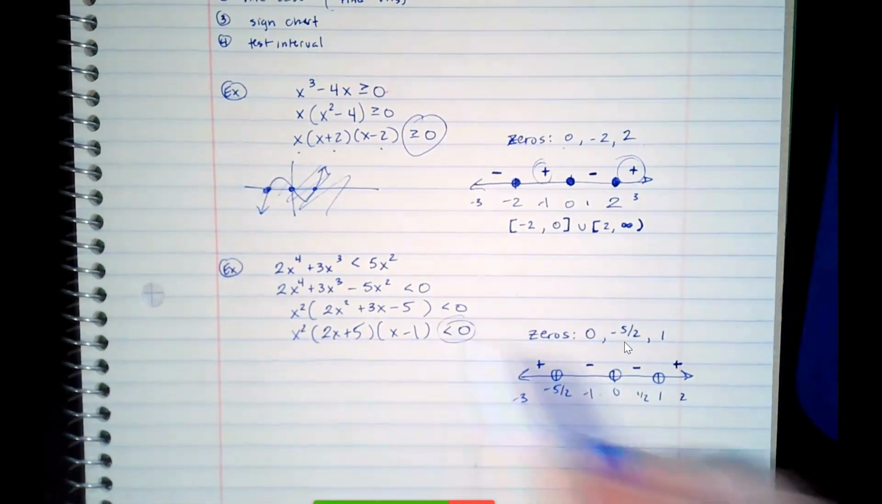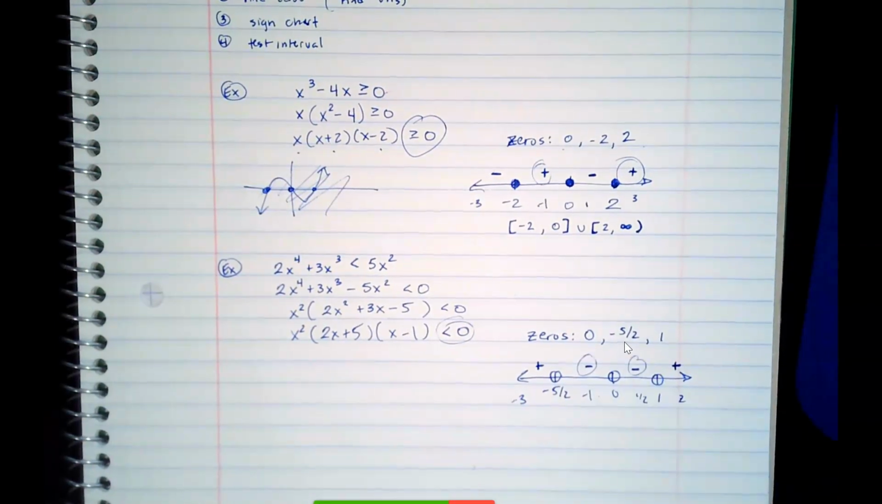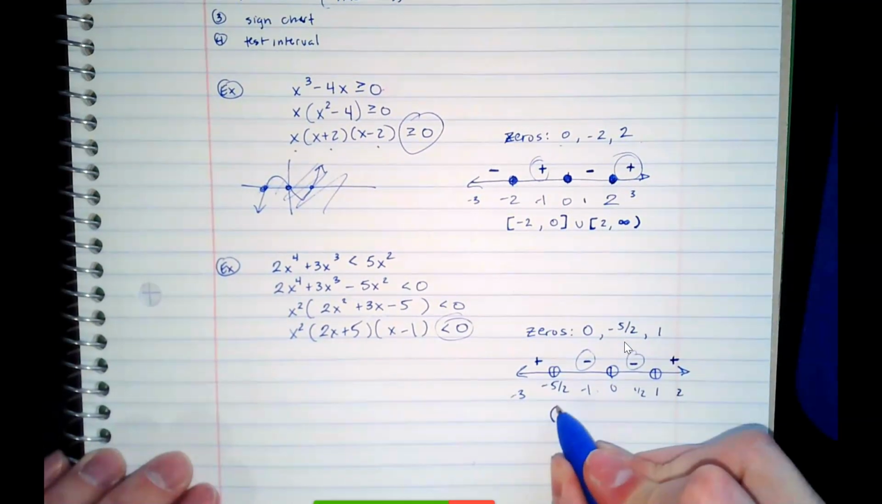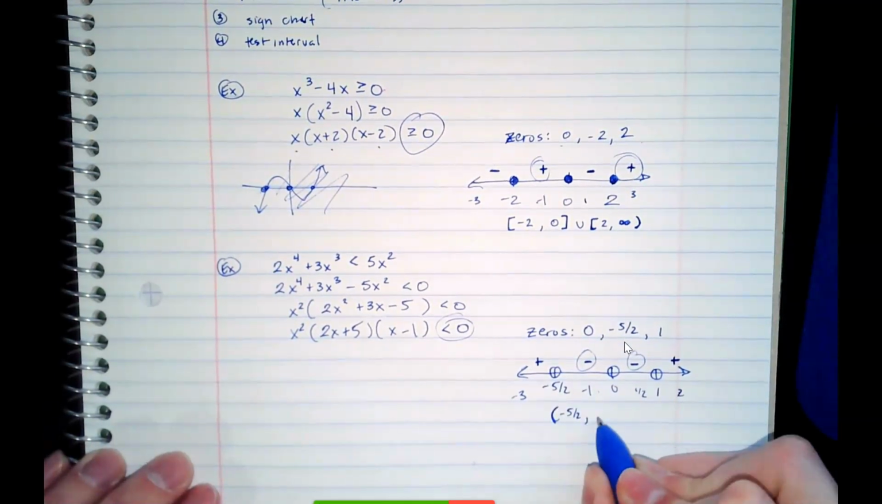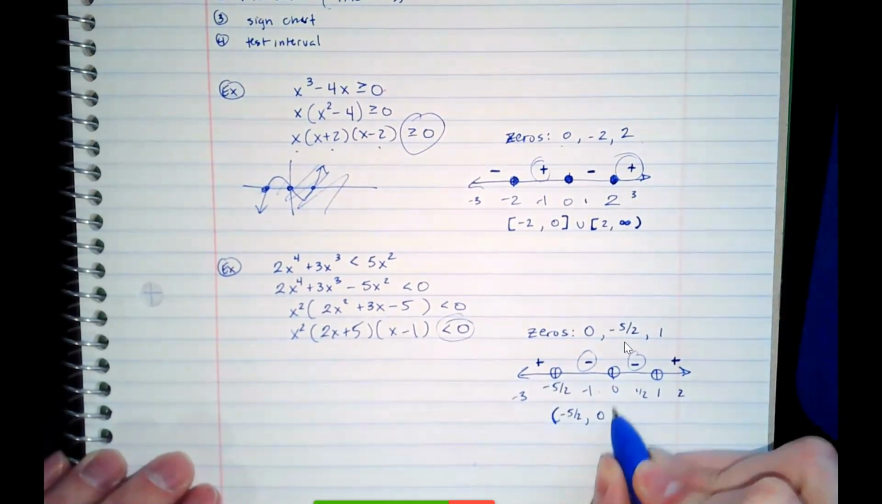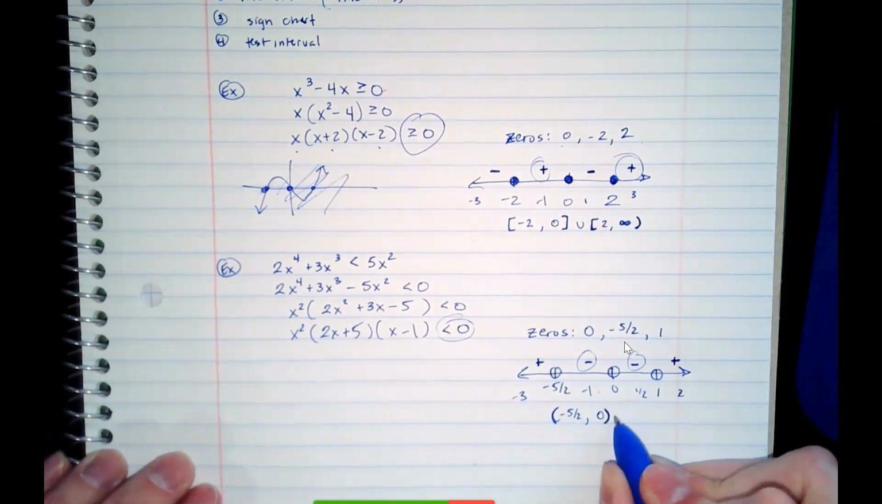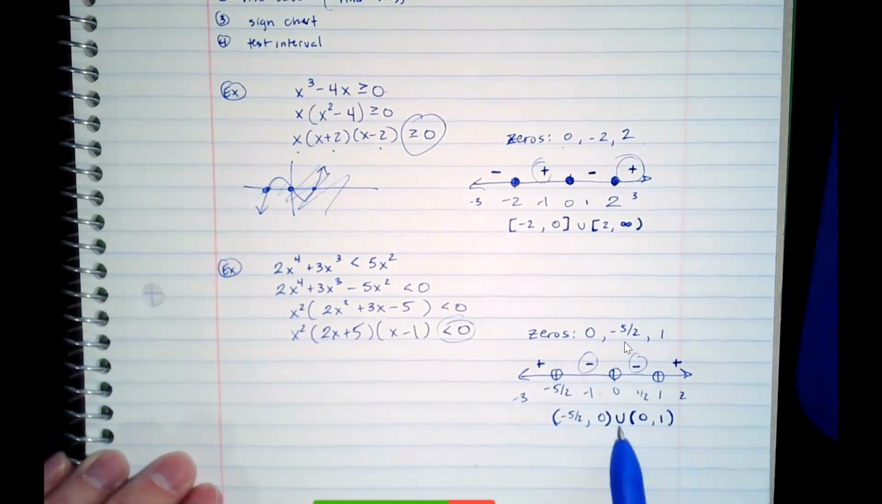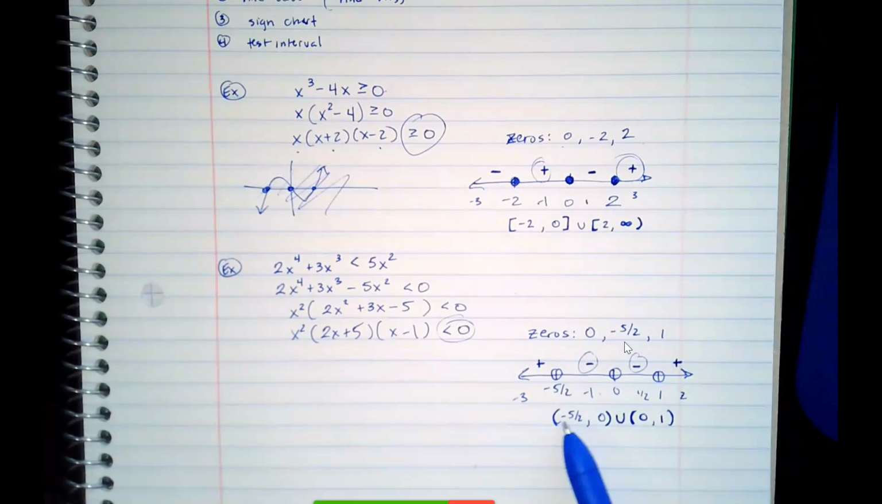We want to be less than 0. So we're going to take our negative intervals. We cannot include endpoints though. So parentheses, negative 5 over 2 comma 0. And we can't include 0, so we actually have to write it like this. And then 0 to 1, where we have parentheses around the 0. This says all numbers from negative 5 halves to 1, not including 0, not including the endpoints.